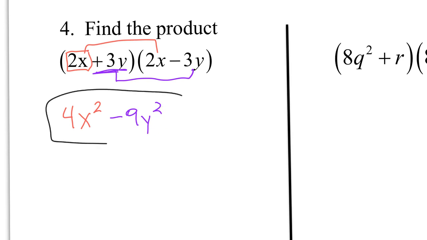And that's my answer. Can you actually use the whole distributive property and do all the steps? Yeah, you can. But eventually, you're going to get the same answer. You're going to do a little bit more work, but your answer will be 4x squared minus 9y squared. That will be your answer.